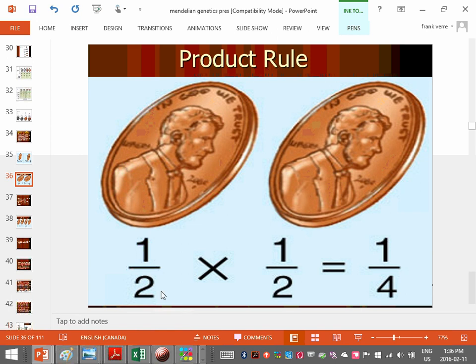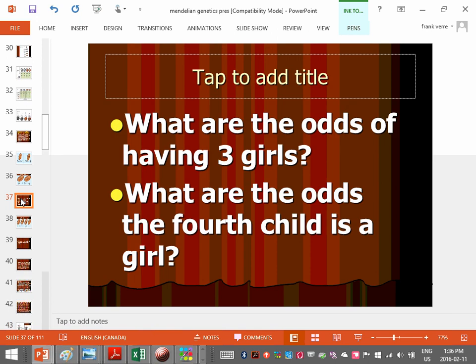Okay? So let me show you an example of a very basic question. What are the odds of having 3 girls? You have 3 kids. What are the odds that they're all girls?